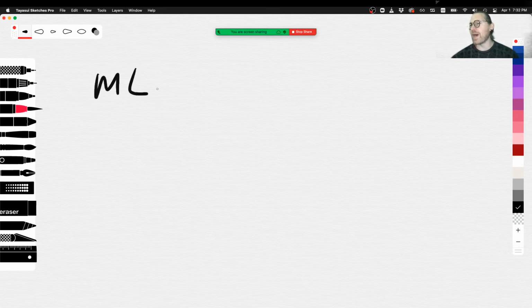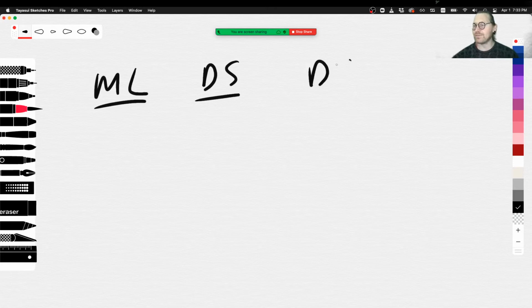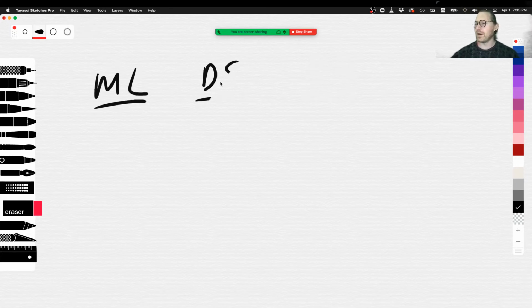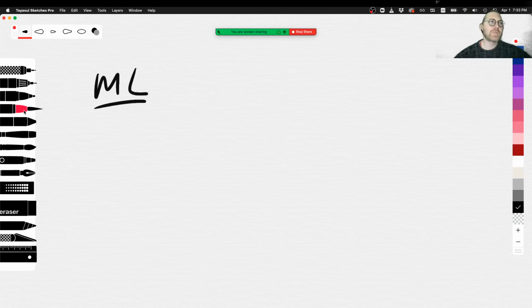Often we'll call this ML, right? Machine learning. If you see DS, data science. If you see DE, data engineering. We don't have enough time to say the whole word, right? But I almost never say ML. I almost always say machine learning, because people don't know what ML is when you just say ML.